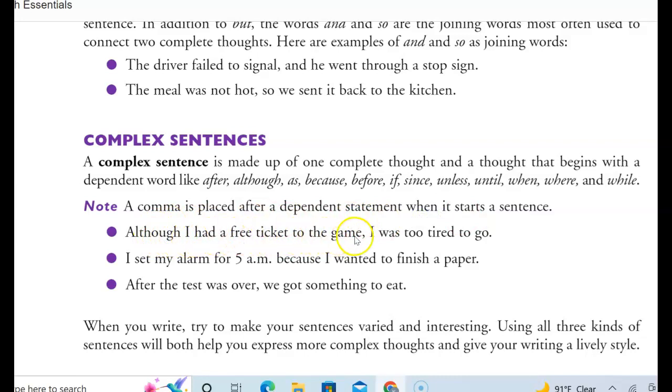But take a look here. Although I had a free ticket to the game. So if we cross this off or don't use it, stop here. Although I had a free ticket to the game. Does that make sense, or do we need more information? We need more information. That's why this part here, even though it's long, is a dependent clause. It's dependent, or it needs this sentence, I was too tired to go.